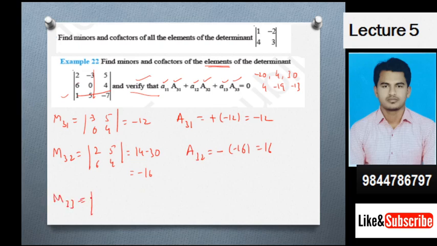M33 is equal to eliminating the third row with the third column, that is 2 minus 3 6 0. Multiply here 0 plus 18, that should be 18. A33 is an even position, even means plus 18. Now we get the values minus 12, 16 and 18. So it means what? Cofactor.